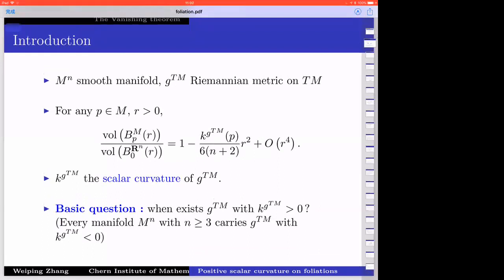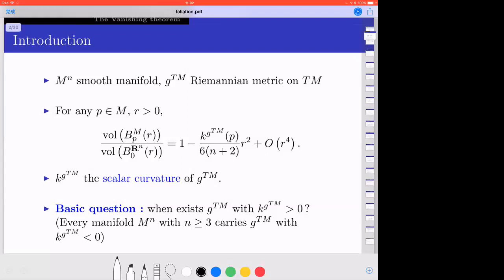Given a manifold N, let g be a Riemannian metric, then take any point P. Then we take a small ball of radius R around P and take the volume, and then divide it by the volume of the ball of the same radius in Euclidean space. Then when R tends to zero, we have an asymptotic formula like on the right-hand side. And at the point P, there is this function called scalar curvature. This is the geometrical definition.